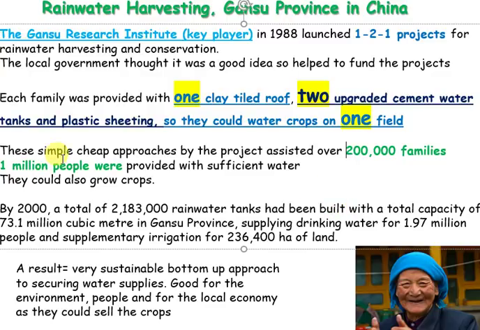Benefits then. Well, look at this for successfulness and how fast it caught on. By 2000, so just 12 years later, over 2 million water tanks have been built. And it supplied drinking water for nearly 2 million people. It could irrigate 236,400 hectares of land. I can't think of a disadvantage to this. It's like happy days across the board, isn't it?